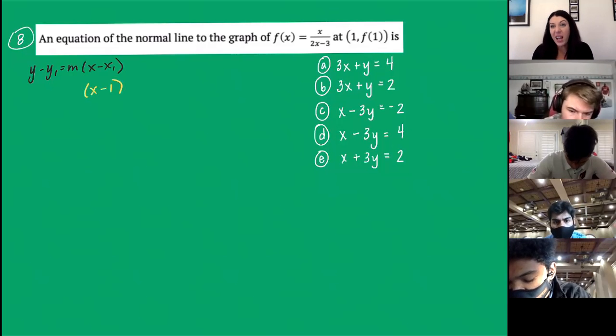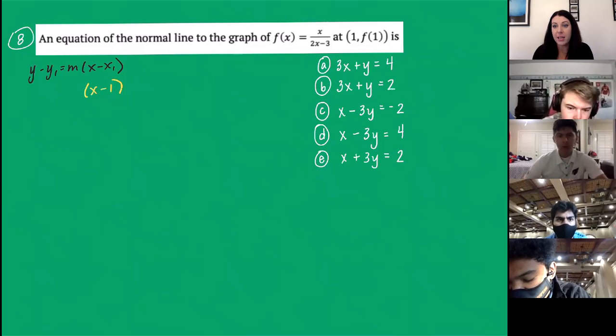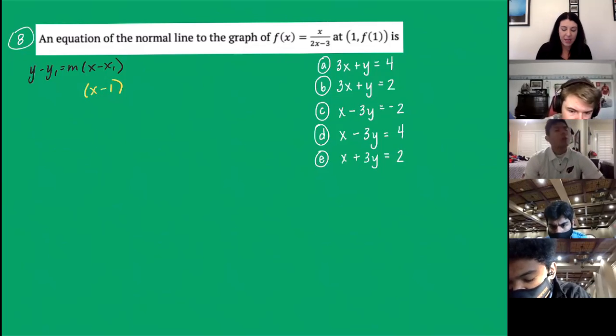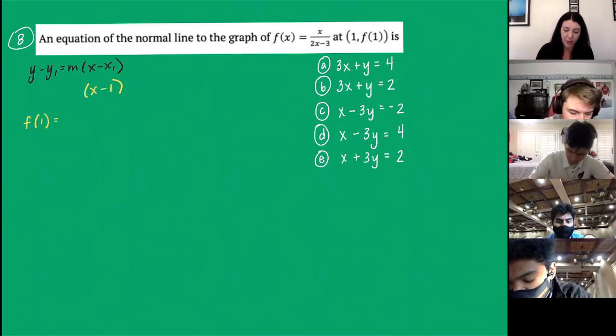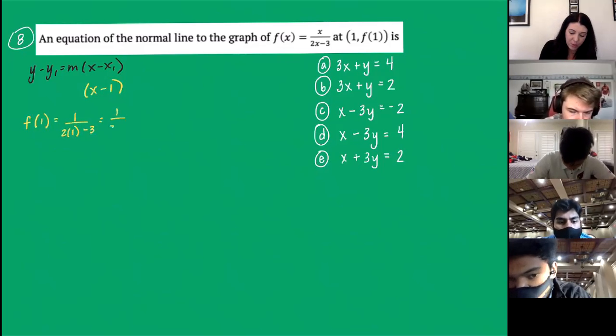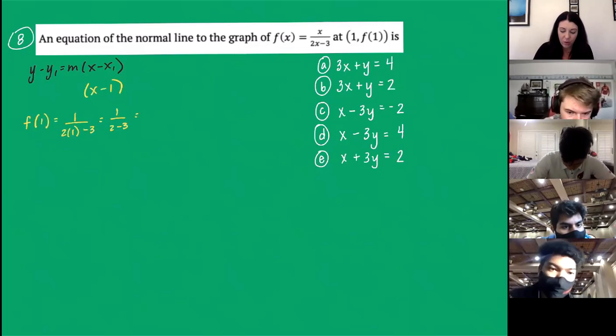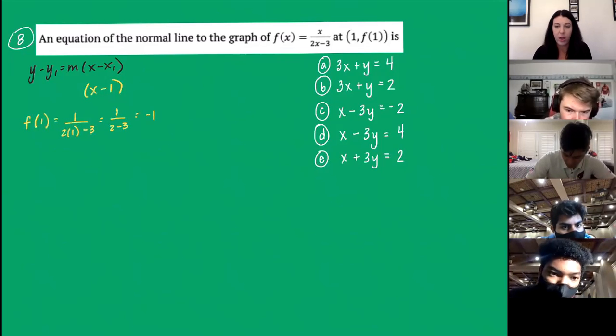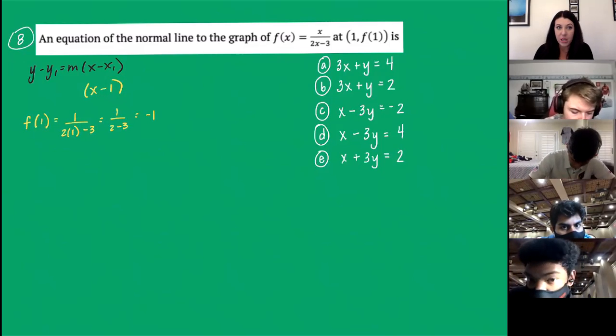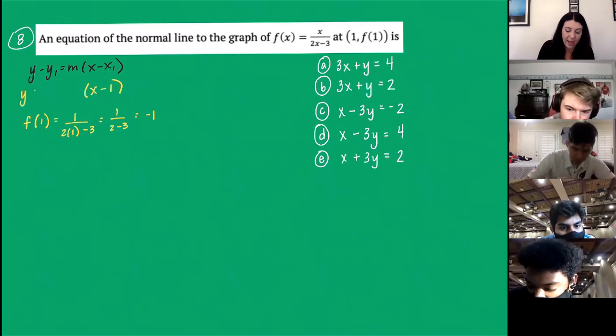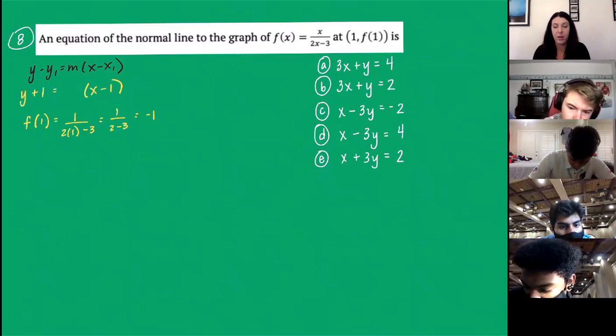Now, I think the next easiest thing to do is to figure out what f of 1 is, to find my y1. So I'm going to take that equation, f of x, and plug in 1. We get f of 1 equals 1 over 2 times 1 minus 3, which is 1 over 2 minus 3, which is 1 over negative 1, or negative 1. That's our y1 value, and it goes into the equation for y1, so we have y, and it's going to end up being plus 1.